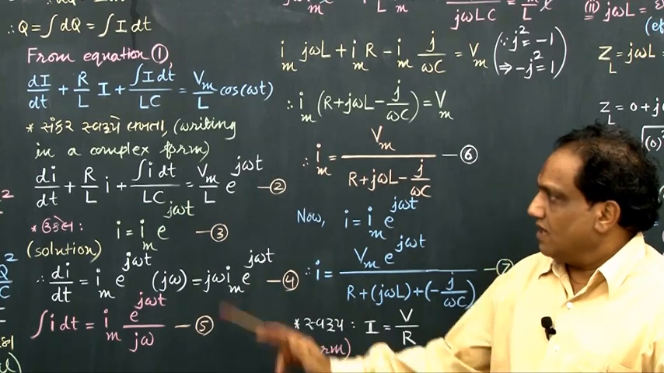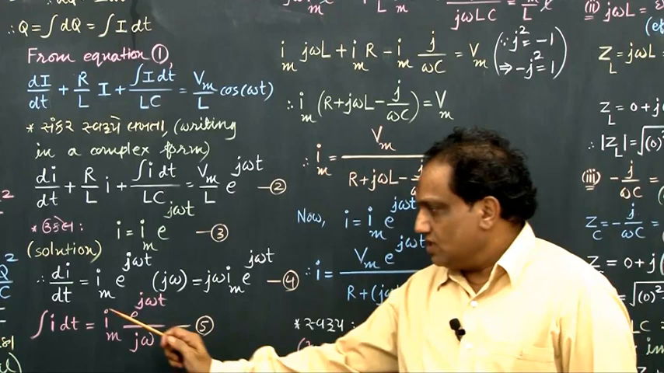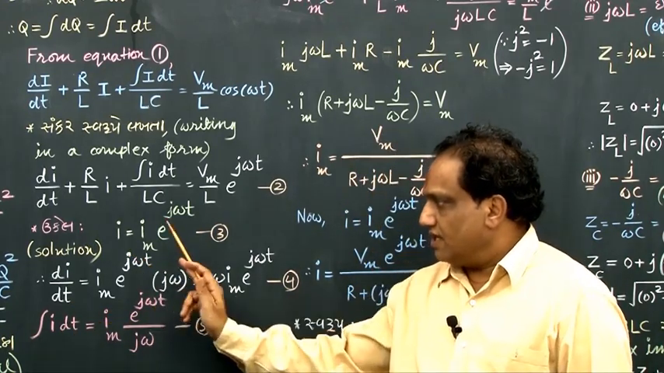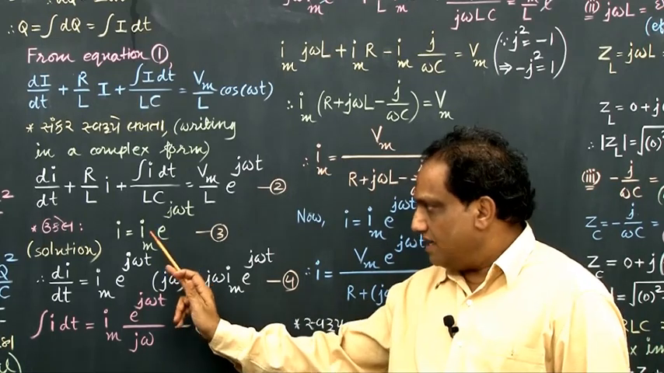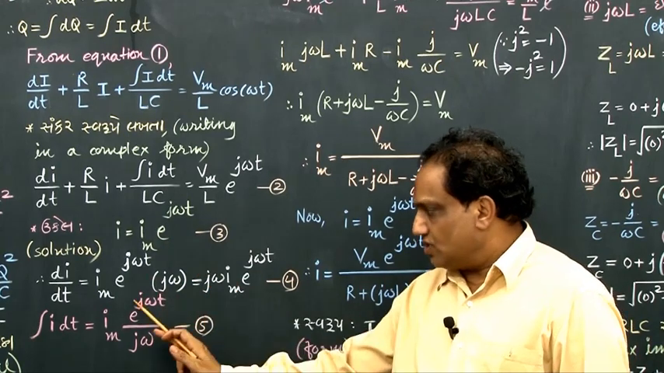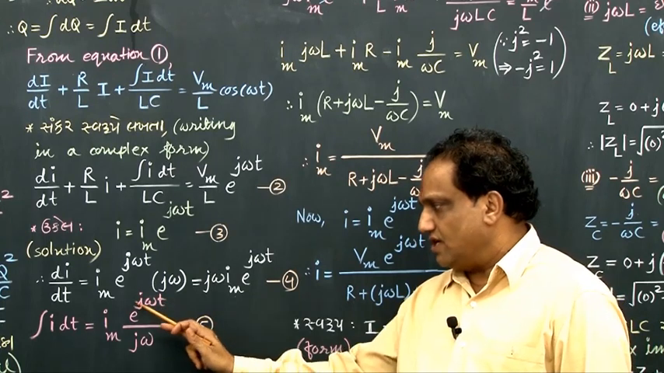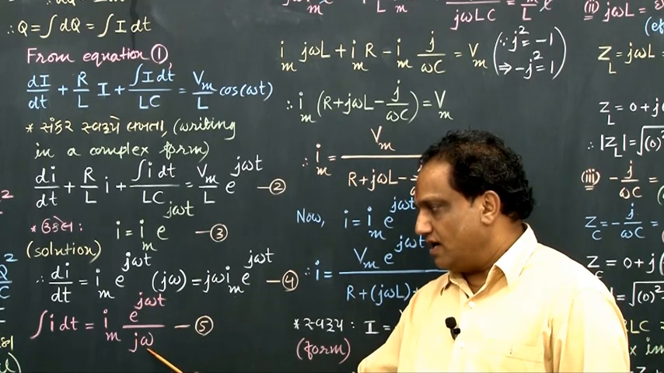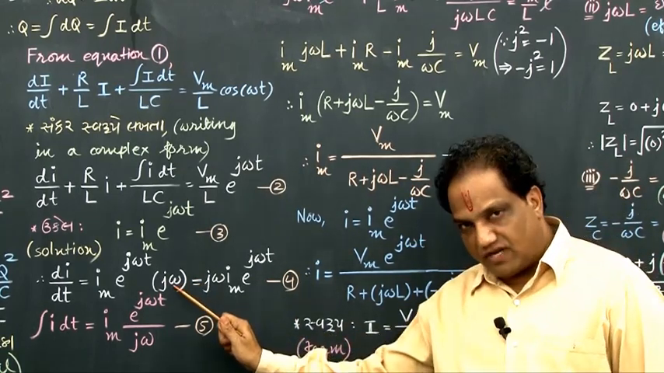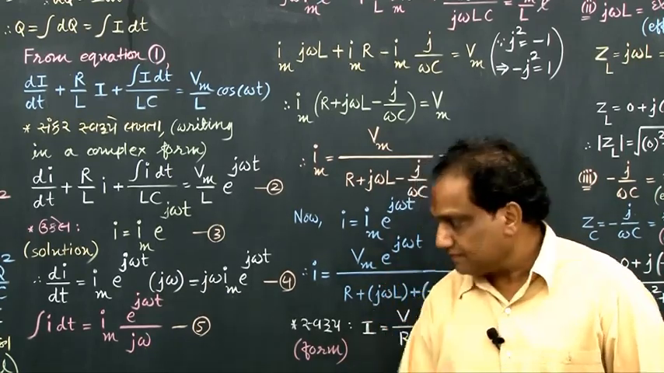Fine. And now we want integration i dt. So let us find out integration i dt. When you take integration here, Im is constant, and the integration of this part is e raised to j omega t divided by the coefficient of time, which is j omega. So by j omega you must divide. Here we were multiplying in case of derivative, here we are dividing in case of integration, remember.